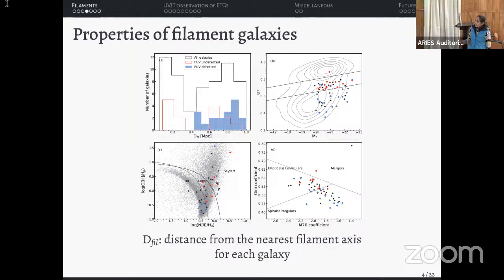And this plot here shows the morphology of galaxies. The galaxies that were detected were disky, spirals and irregular, whereas the undetected galaxies were mostly the early types, elliptical and lenticular.